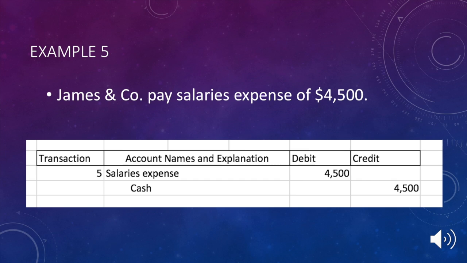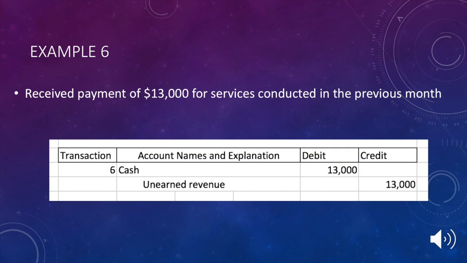Salary expense is debited as it is a liability that is increasing, and cash is used to pay it and thus is credited. Cash is received for the previous month and unearned revenue is credited as it falls.